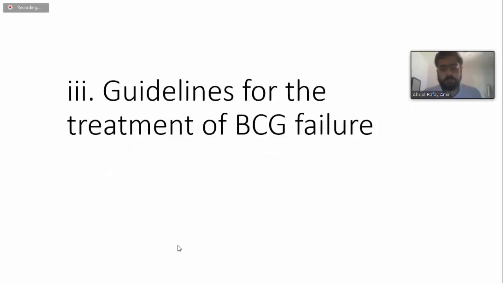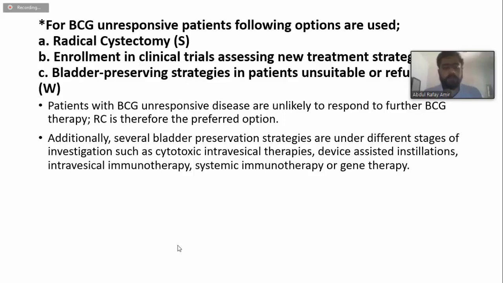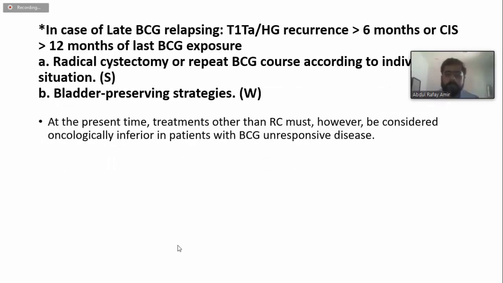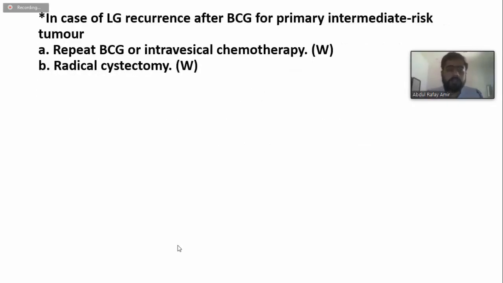However, if the BCG treatment has failed, the following are the recommendations. For BCG unresponsive disease, radical cystectomy is strongly recommended. Enrollment in clinical trials of new bladder-preserving strategies is an option in patients unsuitable for or refusing radical cystectomy. In case of late relapse, radical cystectomy or a repeat BCG course according to the individual situation; a bladder-preserving strategy is the other option. In case of low-grade recurrence after BCG for primary intermediate-risk tumor, repeat BCG or intravesical chemotherapy can be given. Radical cystectomy is the other option.